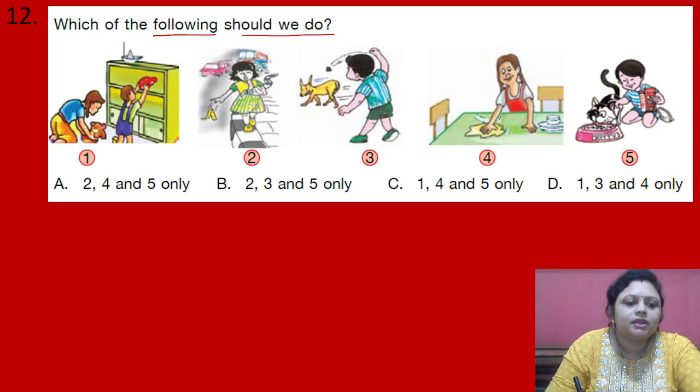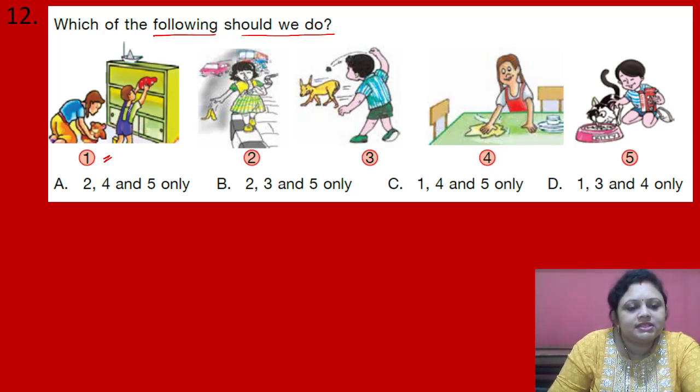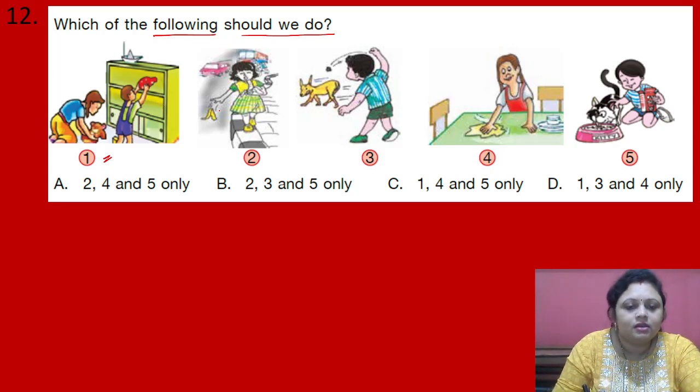Okay. So in this first picture, what is seen? Here these children are trying to keep the things in the proper place on the racks. Okay, so yes, we should do that. This one is correct. In the second picture, this girl is throwing the peels of a banana on the road. So we should not do that, right?